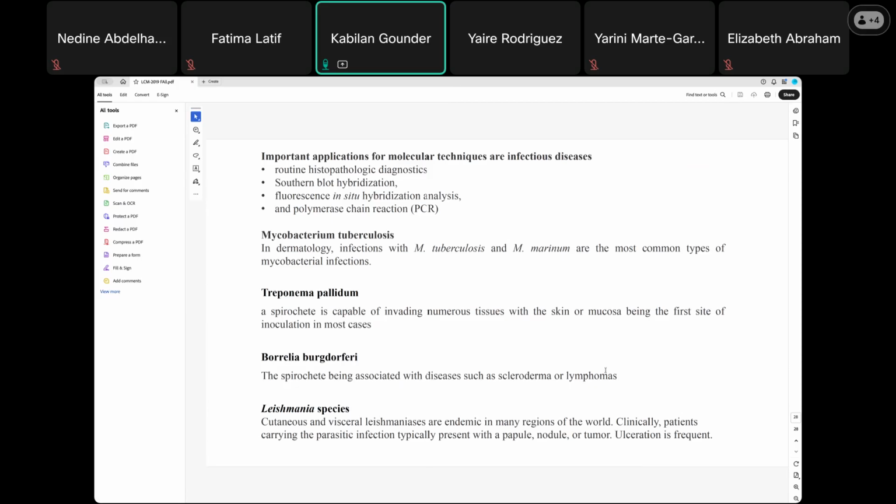Next is Borrelia burgdorferi. That is another spirochete, associated with diseases such as scleroderma and lymphomas. And then the Leishmania species, which cause cutaneous and visceral leishmaniasis, are endemic in many regions. Clinically, patients carrying the parasitic infection typically present with a papule, nodule or tumor.